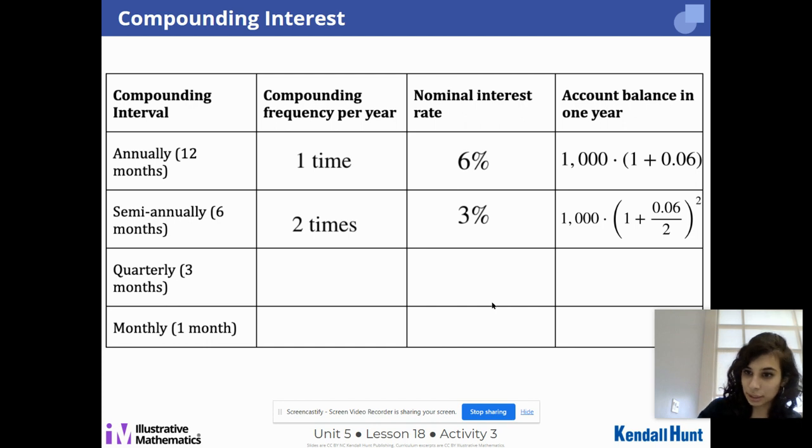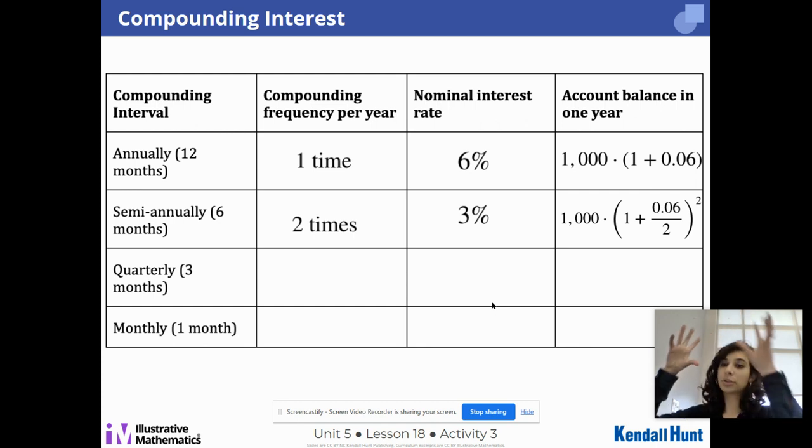And so I still have that 1,000 for my initial amount. I'm still increasing, so I have the 1 plus. I have my 6%, but that 6% is divided by 2 for either the first half of the year or the second half of the year. And I have to do that twice. So I have to take it to the power of 2, right? I'm dividing the interest by 2 because I have to do it 2 times in the year. And I have to take it to the power of 2 because I'm doing it twice in 1 year.